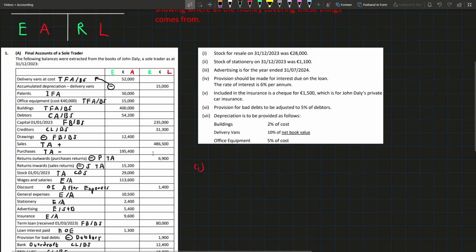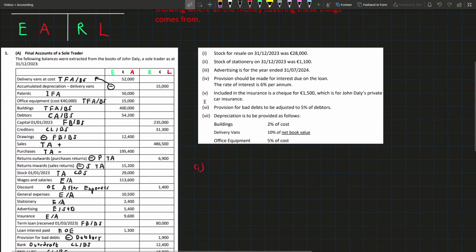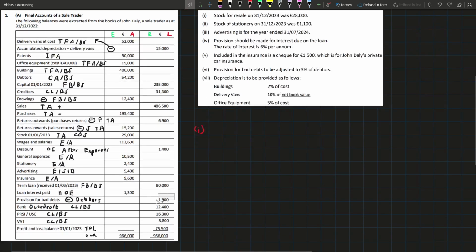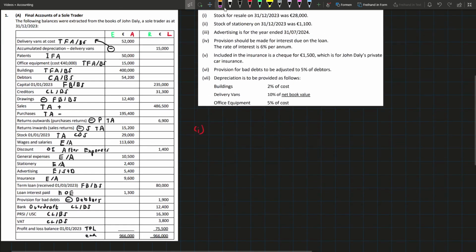So now I'm going to show you a way to do the adjustments that's very logical and mathematical, and you'll see why, for example, you have to put an increase in the provision for bad debts, why that goes in separately to just changing the figure itself and all that. There is a mathematical reason and logic behind it, so we'll just start off.